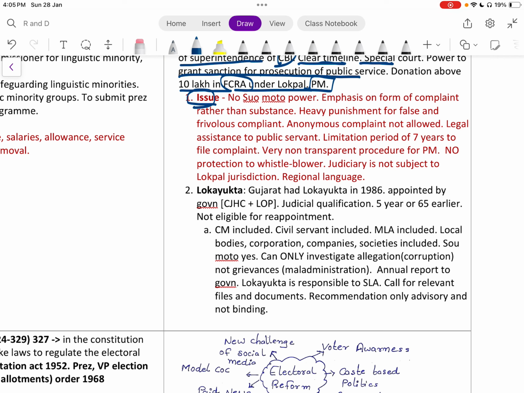To begin with, it does not have suo motu powers. Emphasis on the form of complaint rather than the substance. Heavy punishment for false and frivolous complaints. Anonymous complaints are not allowed. Legal assistance to public servants.